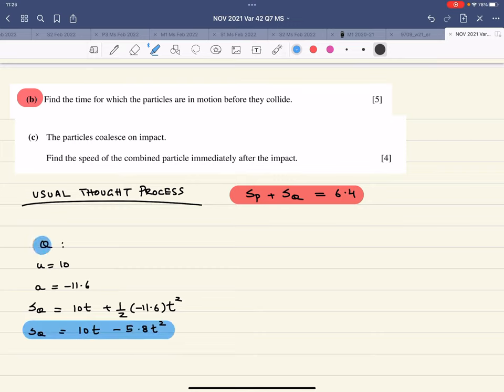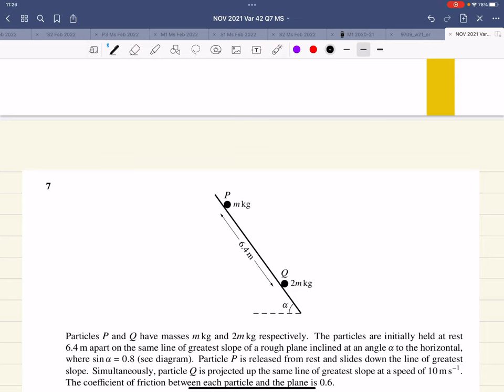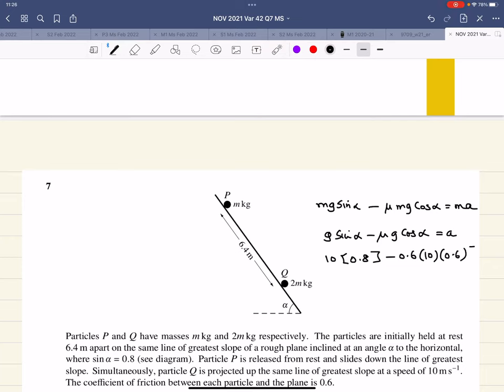For the other one, that is particle P, U is zero. And where is the acceleration? That's a good question. Let me go to this diagram. The pulling force is mg sine theta, or sine alpha, minus mu mg cosine alpha, is equal to mass into acceleration. g sine alpha minus mu g cosine alpha equals a. g is 10, sine alpha is 0.8, mu is 0.6, g is 10, cosine alpha is 0.6, equals a. So this is 8 minus 3.6, a comes out to be 4.4 meter per second square.